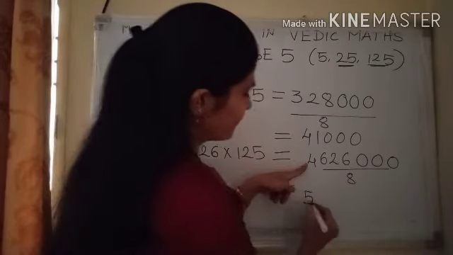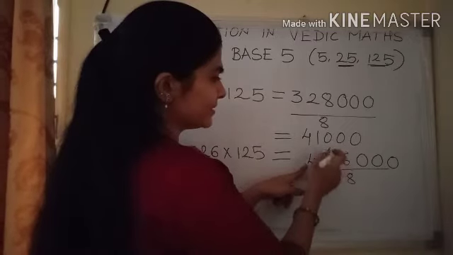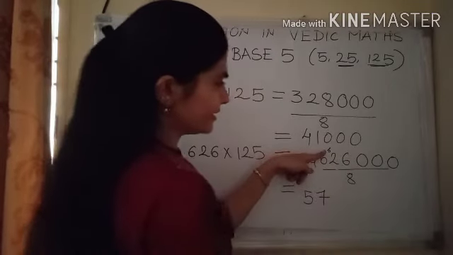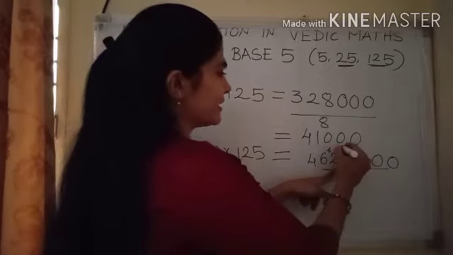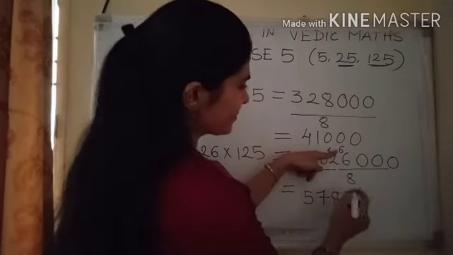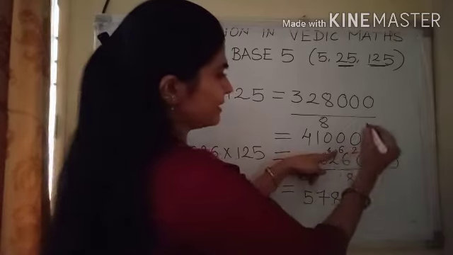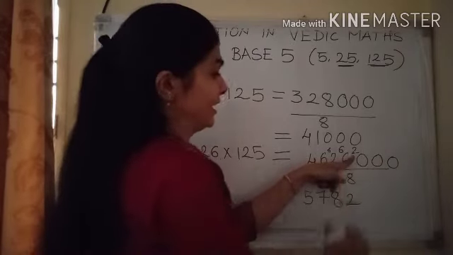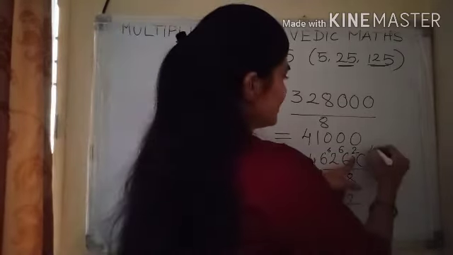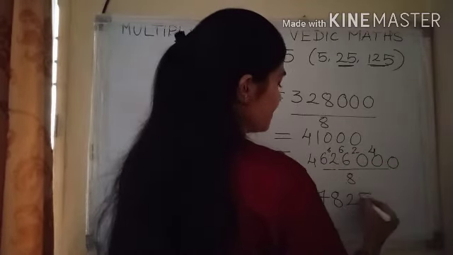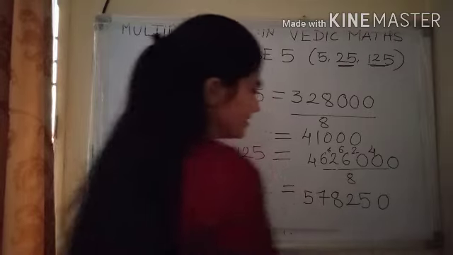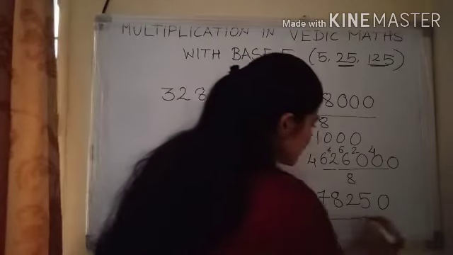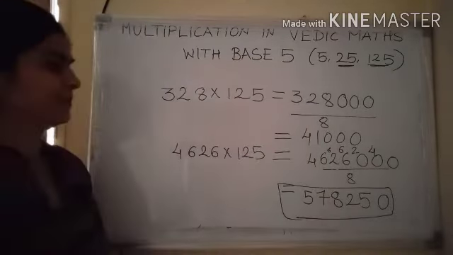8 5s are 40, so remainder is 6. Now this number is 62. 8 7s are 56, 62 minus 56, that is 6. 8 8s are 64, so remainder is 2, this is 20. 8 2s are 16, 20 minus 16, that is 4. 8 5s are 40, and this 0, last one is left, so keep this 0 as it is. So this is your final answer.